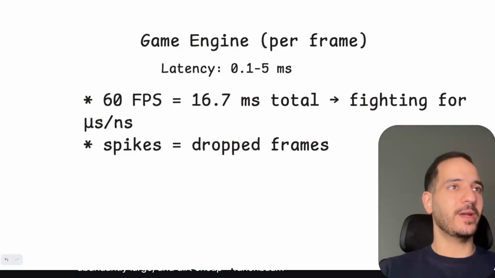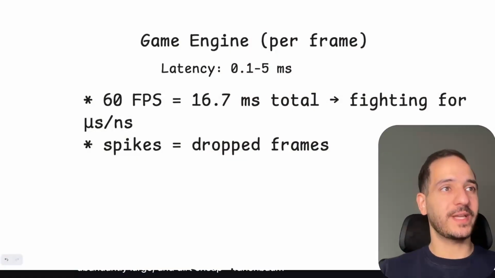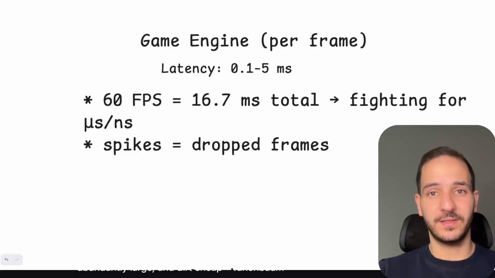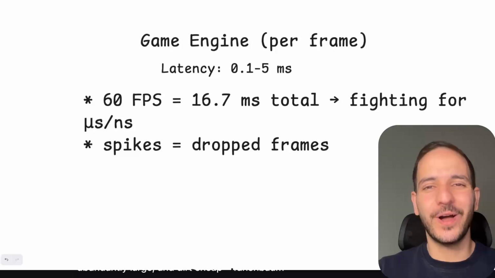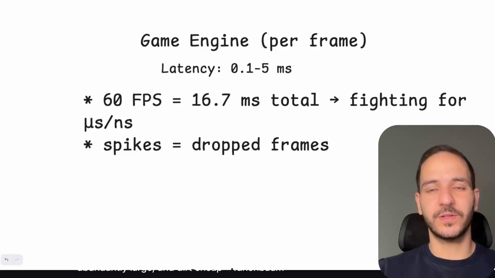First, a game engine. At 60 frames per second, each frame has less than 17 milliseconds. In that time, an entire universe is rendered. Animation, physics, AI, hundreds of thousands or even millions of operations. Here, the program is fighting for every microsecond. A cache miss can literally result in a dropped frame.